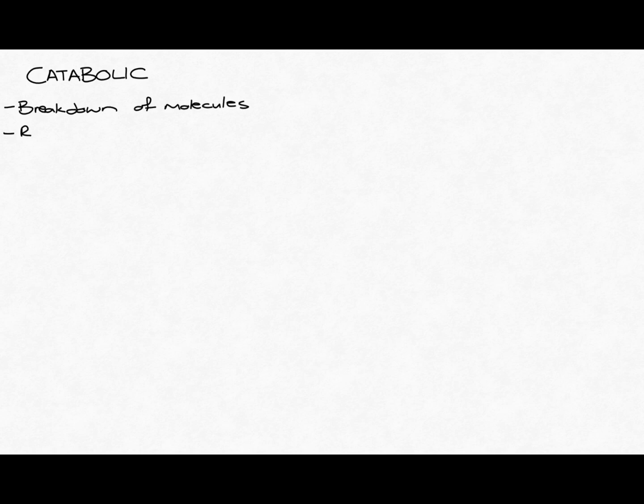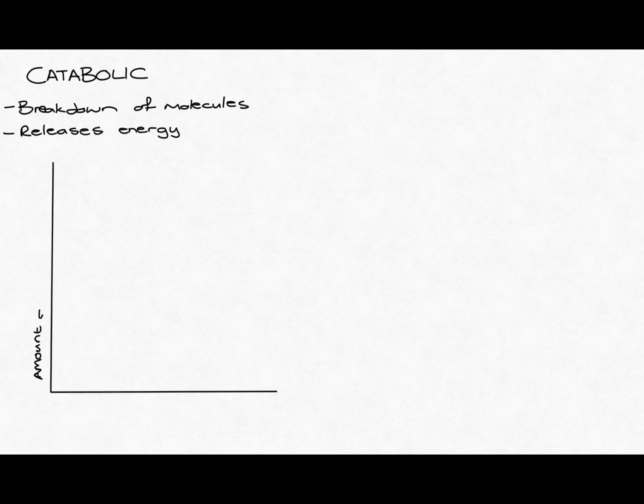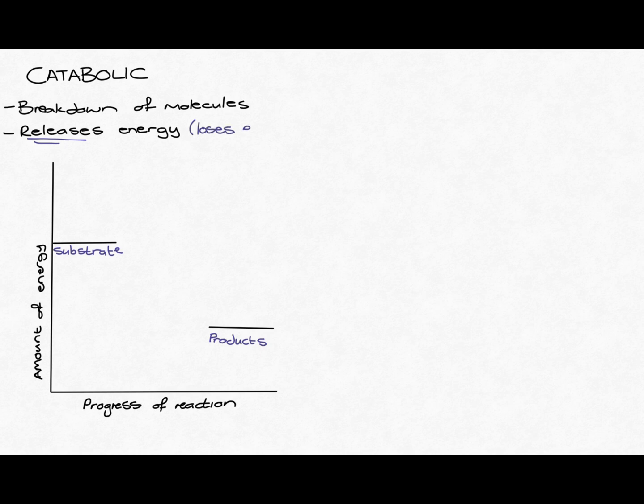We can define activation energy by looking at energy diagrams. So first, let's look at the energy diagram of a catabolic reaction. Now remember, catabolic reactions are the breakdown of molecules and they release energy. So we can graph a catabolic reaction as the amount of energy over the progression of the reaction. The first bit would be the energy of the substrate, and this will be quite a high amount of energy. The second energy will be the energy of the products, and this will be a lower amount of energy as the reaction releases energy, so the energy will decrease.